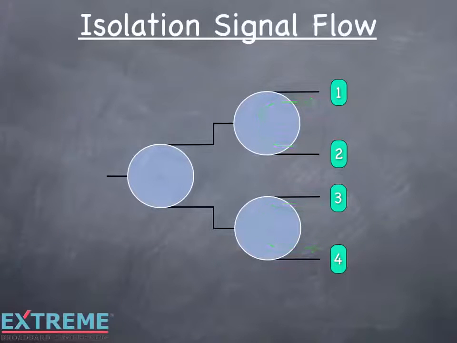Another path is from port 1 to port 4. The signal flows through the first internal splitter's insertion loss, through the isolation path of the next internal two-way, and through the insertion loss leg of the next internal two-way splitter. Since the signal flows through the isolation path of one internal splitter and the insertion loss of the other two internal splitters, the isolation loss of this path is greater by 7 dB than from port 1 to 2 or port 3 to 4.